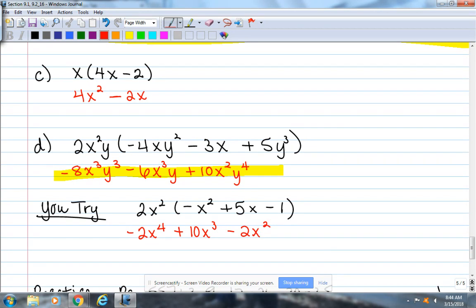Any questions on adding, subtracting, and the multiplying parts that we have done? When do you distribute a negative 1 to everything? When you're subtracting polynomials. Okay, that's the end of this lesson.